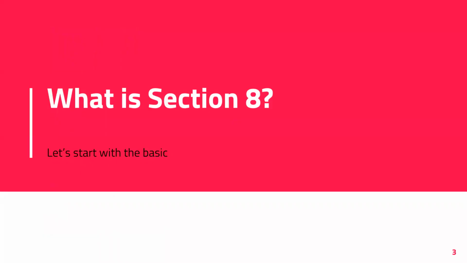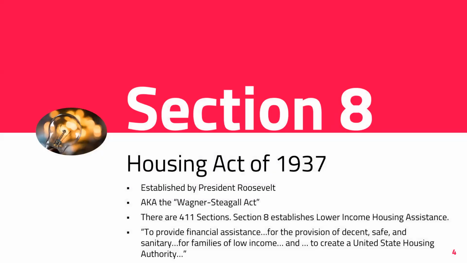Let's start with the basics of what is Section 8. Section 8 started with the Housing Act of 1937, established by President Roosevelt, used to be called the Wagner-Steagall Act. There are actually 411 sections, and Section 8 of that Housing Act establishes the lower income housing assistance. The main purpose is to provide financial assistance for the provision of decent, safe, and sanitary housing for families of low income and create the Public Housing Authority.